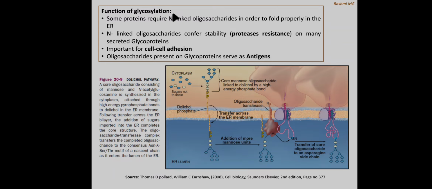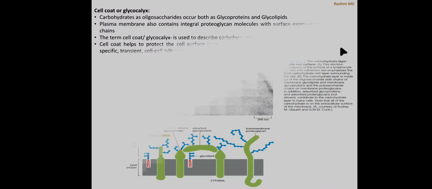Then the function of glycosylation. Why does this glycosylation happen in the ER, or what is the main function of this glycosylation? Some proteins require N-linked oligosaccharides in order to fold properly in the ER. N-linked oligosaccharides confer stability and protease resistance on many secreted glycoproteins. It is very important for cell-cell adhesion. Oligosaccharides present on glycoproteins serve as antigens. So antigens have this type of glycosylation.